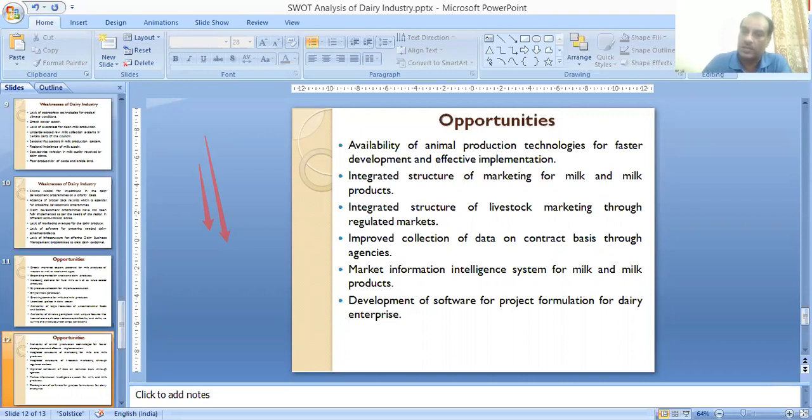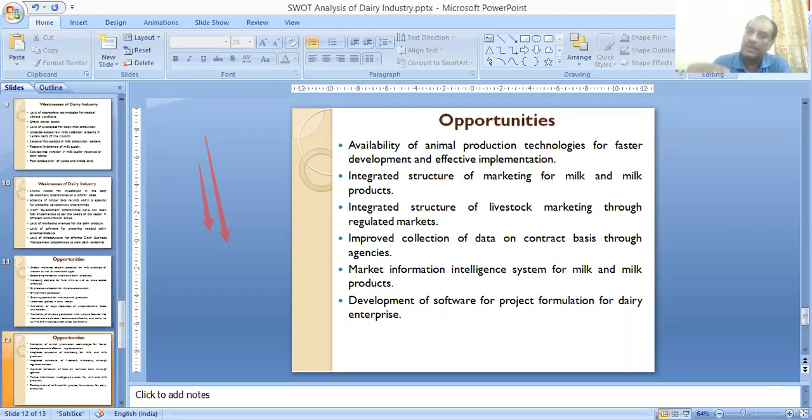Integrated structure of marketing for milk and milk products are there. Different kinds of models are utilized, like the cooperative model, and contract farming in milk production has come up. So different kinds of models are evolving. Then integrated structure of livestock marketing through regulated markets. You are very much aware of this. Improved collection of data on contracts basis through agencies.